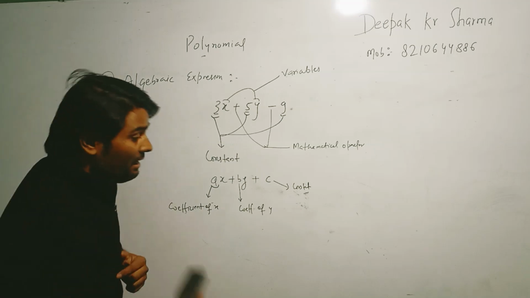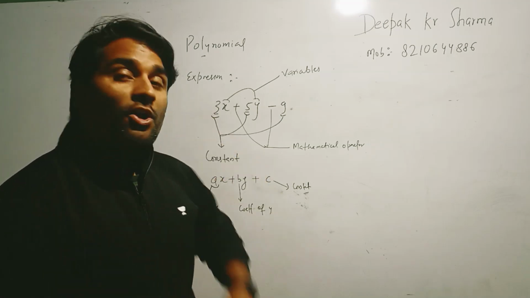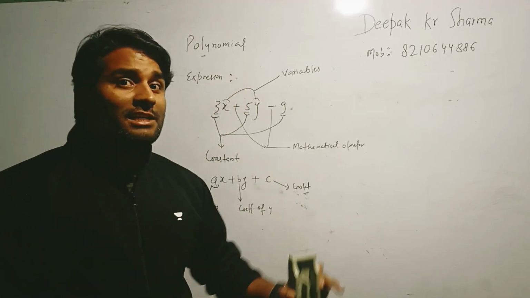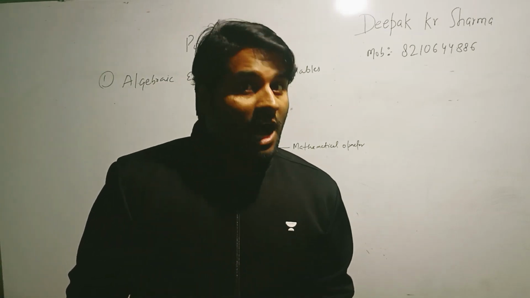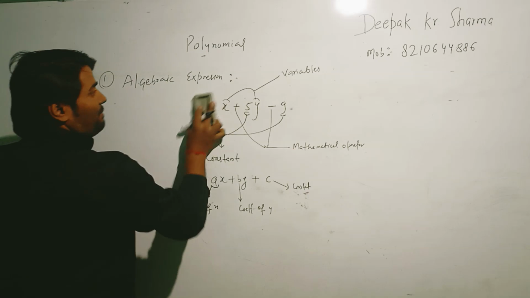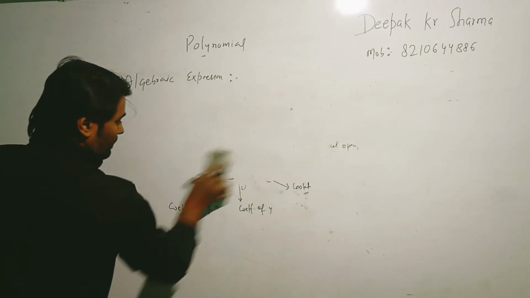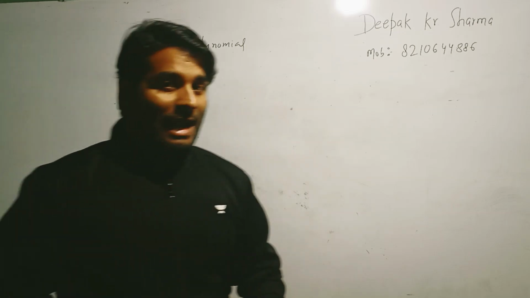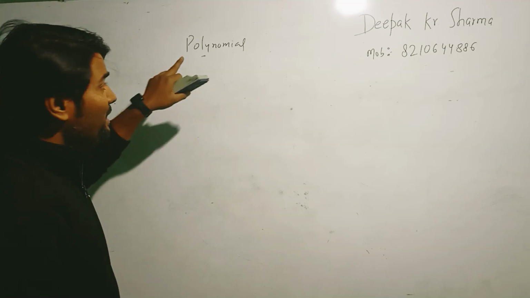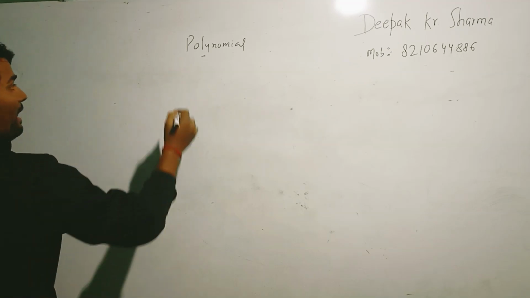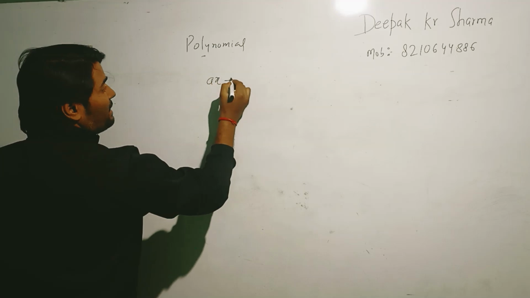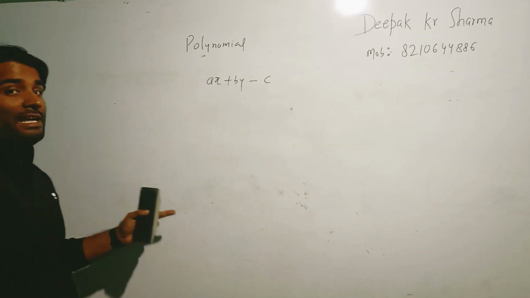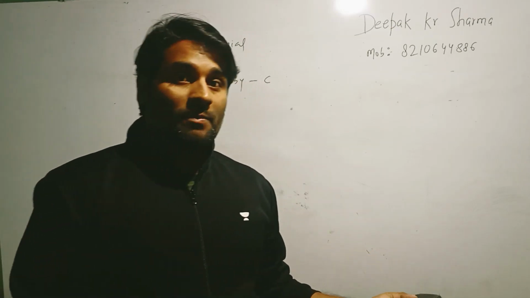Now as we are discussing polynomial, we can say that a polynomial is a special kind of algebraic expression. How? Let's have some example again. Okay, so we have discussed the algebraic expression. Let me discuss polynomial. As I have told you, ax plus by minus c, I have just taken the example here. So how can we say that an algebraic expression is a polynomial, right?